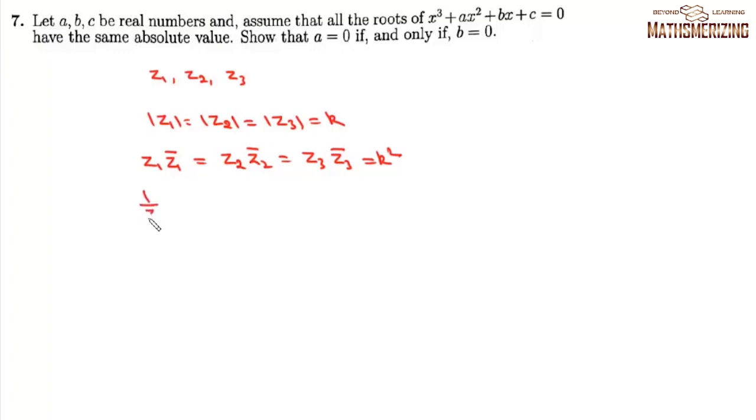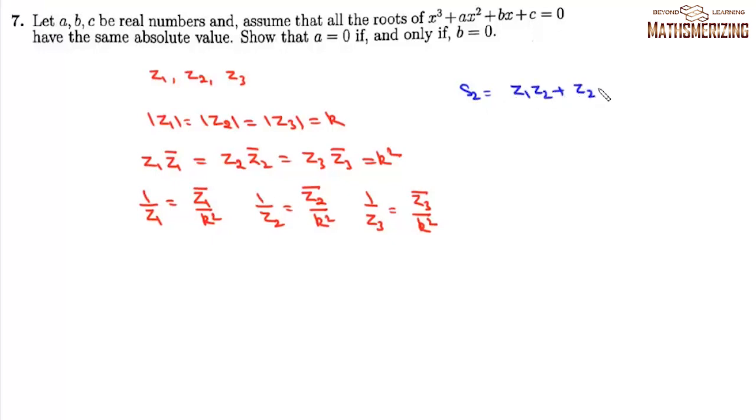So we can write 1 upon Z1 is equal to Z1 bar by K square, 1 upon Z2 is Z2 bar by K square and 1 upon Z3 is Z3 bar by K square. Now if we write S2 as the sum of roots taken 2 at a time, it will be Z1 Z2 plus Z2 Z3 plus Z3 Z1 and it will be equal to B, and suppose B is 0. So it will be 0.